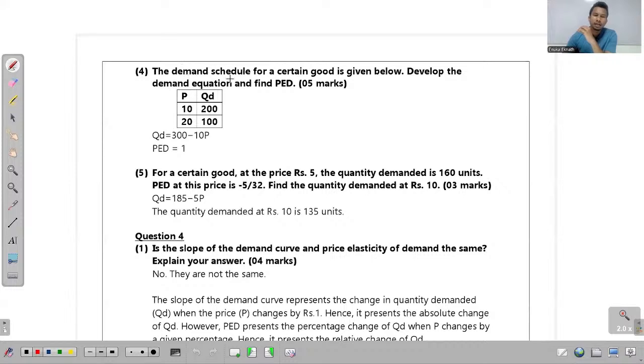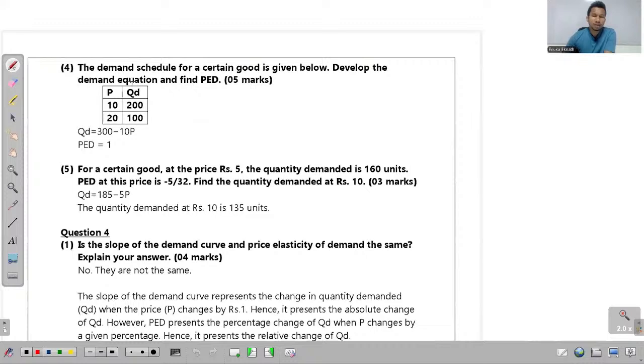Here, it says the demand schedule for a certain good is given below. Develop the demand equation and find PED. Okay, so I have given you the demand schedule, and based on this demand schedule, you need to develop the demand equation, and later on you need to calculate PED. Okay, so we'll start. As I earlier mentioned, the general form of the demand equation is QD equals A minus B times P. In this equation, you can find B using this equation delta QD divided by delta P.